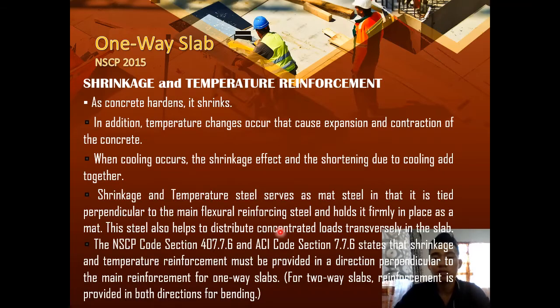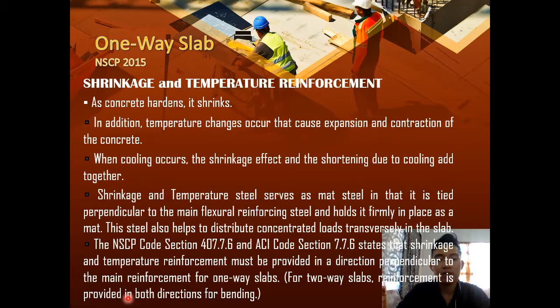So, shrinkage and temperature steel still serve as mat steel in that it is tied perpendicular to the main flexural reinforcing steel and holds it firmly in place as a mat. So this steel also helps to distribute concentrated loads transversely in the slab. Yung shrinkage and temperature is placed perpendicular sa ating main flexural reinforcing steel.